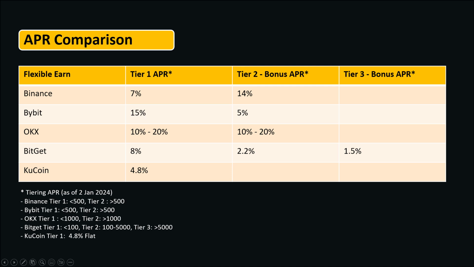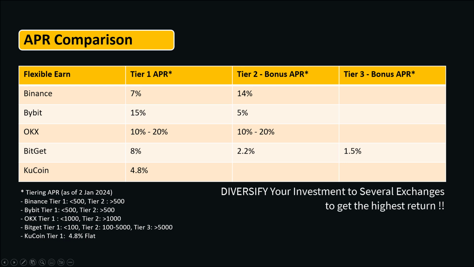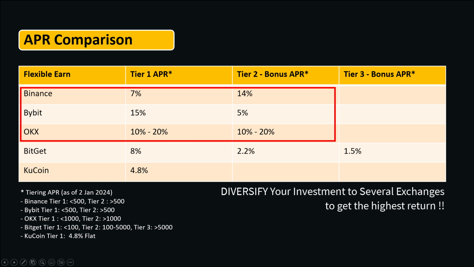This tiering system is as follows as of 2 January 2024. Tier 1 starts from the first 500 and Tier 2 is above 500, as with Bybit. And OKX starts from 1000 and BitGet has tiering as follows. And KuCoin has no tiering, it is flat. For best practice, you can diversify your investment across several exchanges simultaneously, which gives you the highest APR, which I may say are these 3 exchanges.